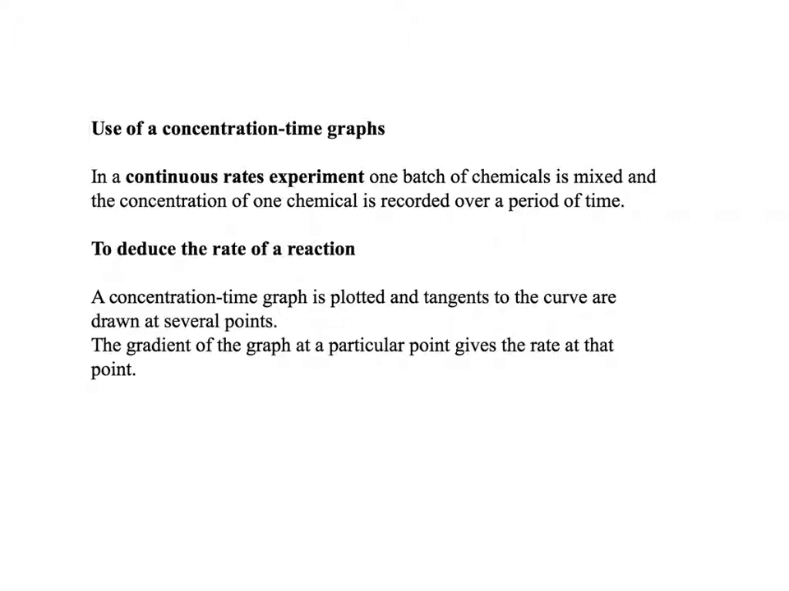So, as we talked about a little bit earlier on, you have to do an experiment to find these orders. And one way to do it is to use a concentration time graph. This is where you just mix the chemicals together and you record the concentration of one chemical over a period of time. You then plot the graph and draw tangents at several points to find the gradient. And the gradient gives you the rate at that point. So let's look at an example.